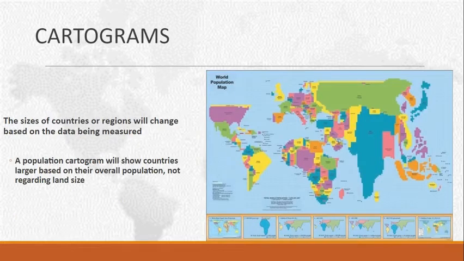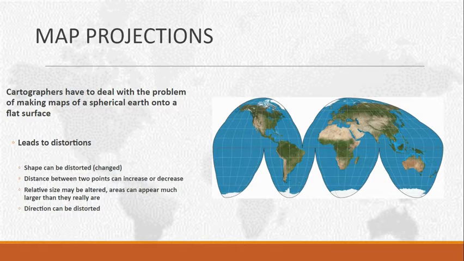Cartograms are the ones that are going to intentionally distort the shape and the size of different things based on how much of something it has. So in this map here, each country is larger or smaller based on its population. And so you can see that China and India are the largest on this map due to their population. This is not by area.